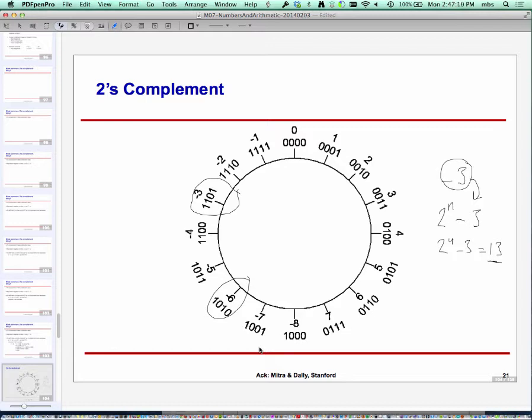Any other questions before I dive a little further? Go ahead. Why are there more negative numbers than positive numbers? Yeah, so that's the point, because we have 0. It's the annoying thing, right? Why can we not make one more positive number?